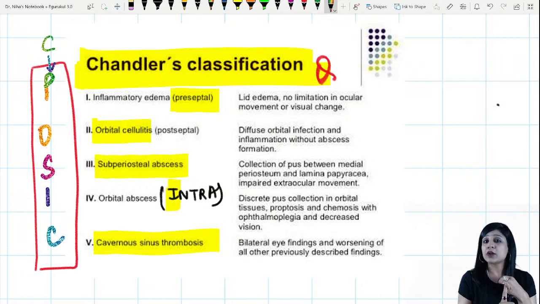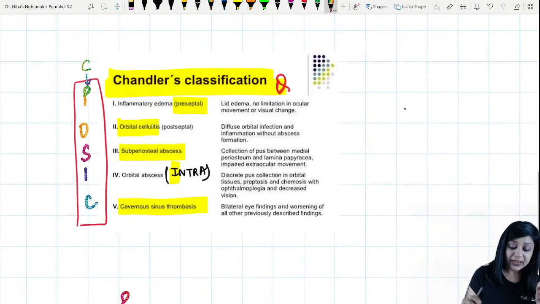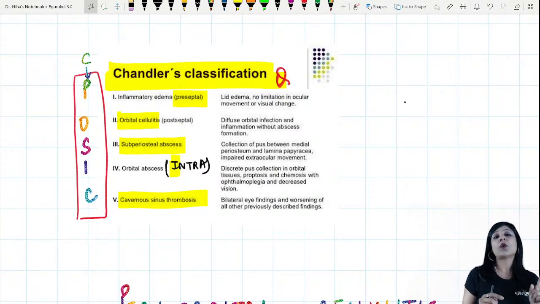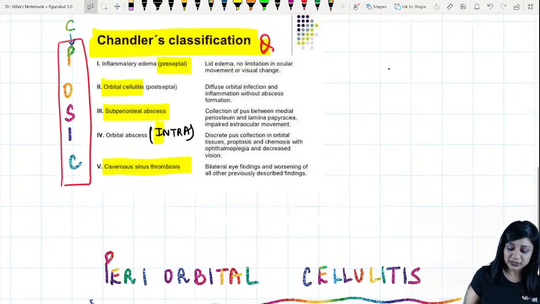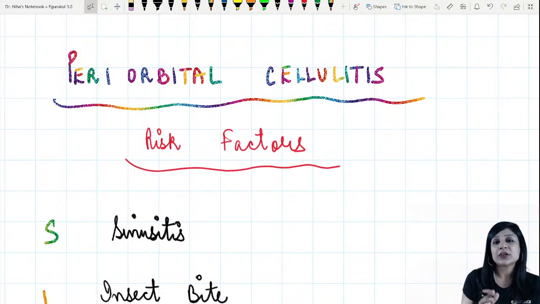Then you are also solving the questions of proptosis. What is the most common cause of unilateral proptosis in children? What is the most common cause of bilateral proptosis in children? Right? That is also done. After that, one more important thing, what are the risk factors for the cellulitis? Because most of the clinical scenarios will demand that you should know the risk factors.